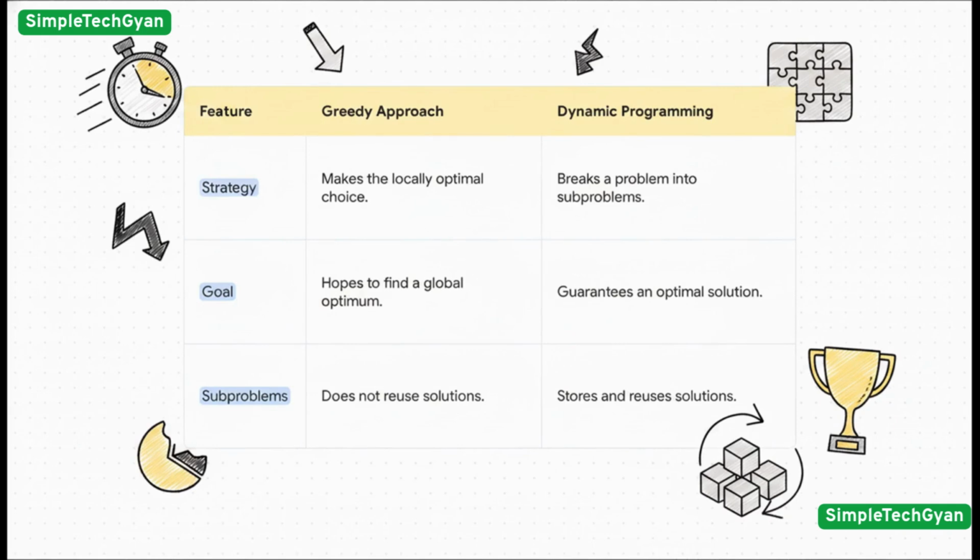A greedy algorithm is, well, it's greedy. At every single step, it makes the choice that looks best for right now, and it just kind of hopes that all those little right-now choices will add up to a great final answer. Dynamic programming, on the other hand, is way more careful. It breaks the whole problem down into tiny little pieces, solves each one, and then, and this is the key part, it saves that answer so it never has to solve that same little piece again.